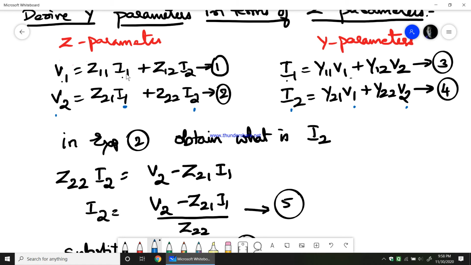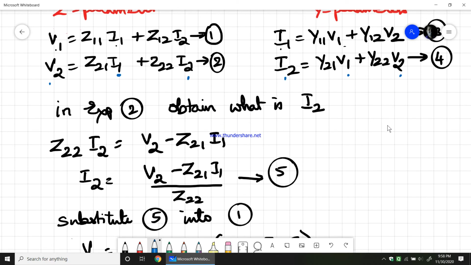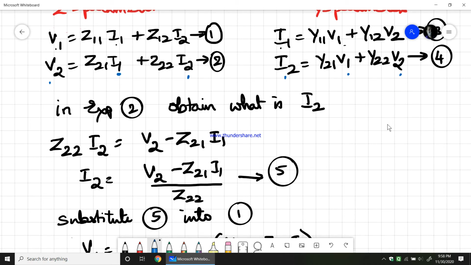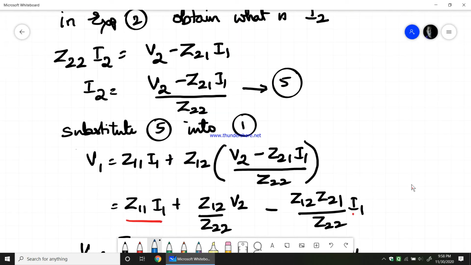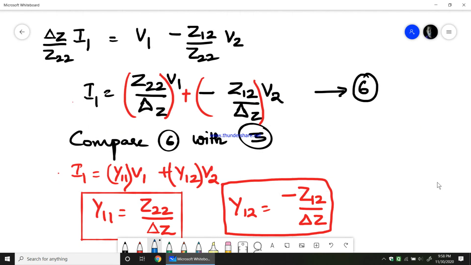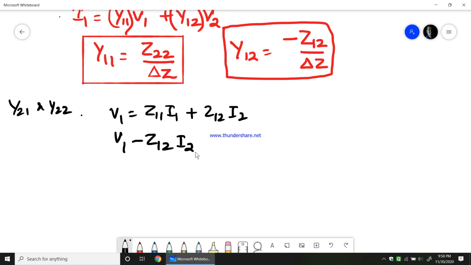So for that, I'll take equation 1 and obtain what is I1. Equation 1 is V1 equals Z11 I1 plus Z12 I2. I need only I1, so I'll take V1 minus Z12 I2, the whole thing divided by Z11, will be I1.